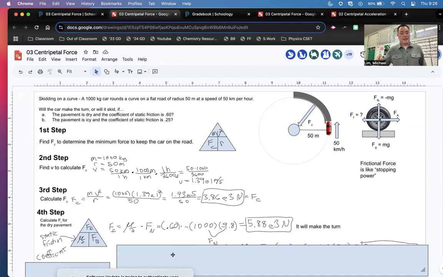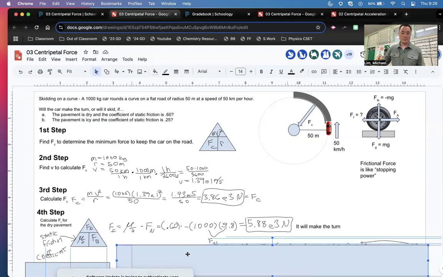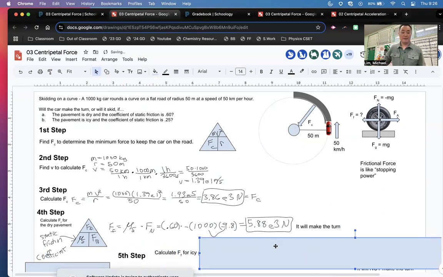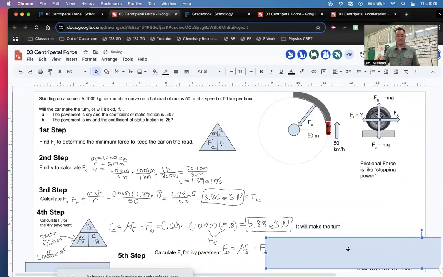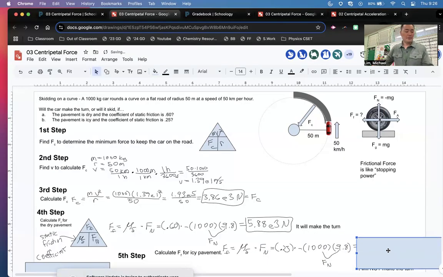Fifth step, the icy pavement. Is 0.25 enough friction to keep the car on the road? So you're going to calculate F sub F again, but this time with the static coefficient of 0.25. So you're pretty much repeating it, but you're going to put 0.25 in there. The student who will calculate this is Kayla. I know you just came back from the restroom, but if you could just do a little calculation for us, I'd appreciate it. Put in 0.25 times negative 1,000 times negative 9.8.